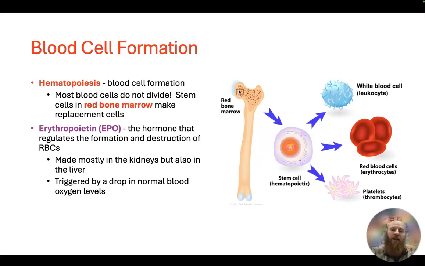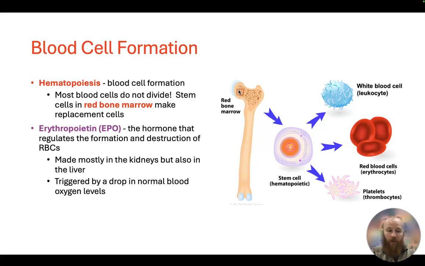We have a key player here, a hormone that actually helps regulate this process. It's called erythropoietin. This is the hormone that basically will regulate the formation and destruction of red blood cells. This hormone's primarily made in the kidneys, also to a lesser extent in the liver, but primarily the kidneys. And it tends to be triggered by a drop in your normal blood oxygen levels.